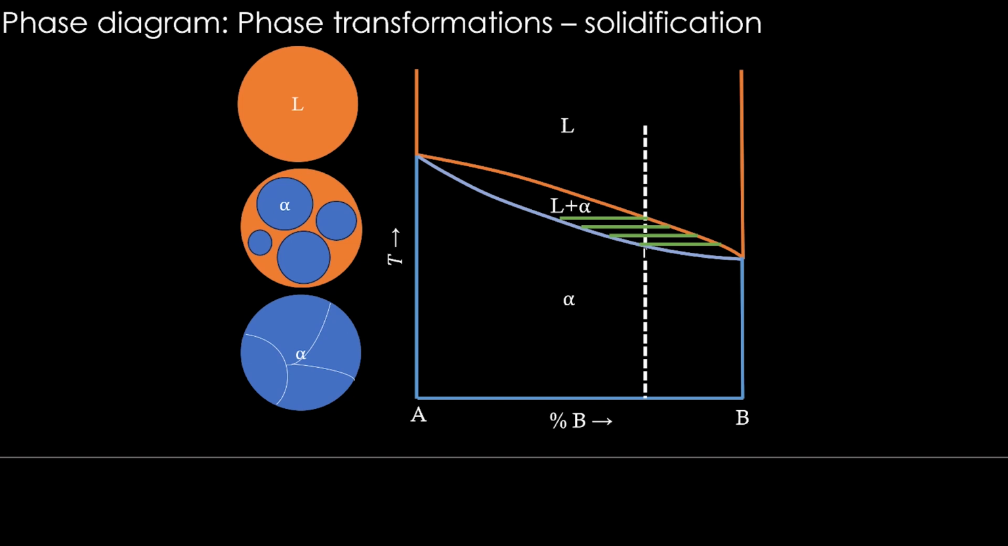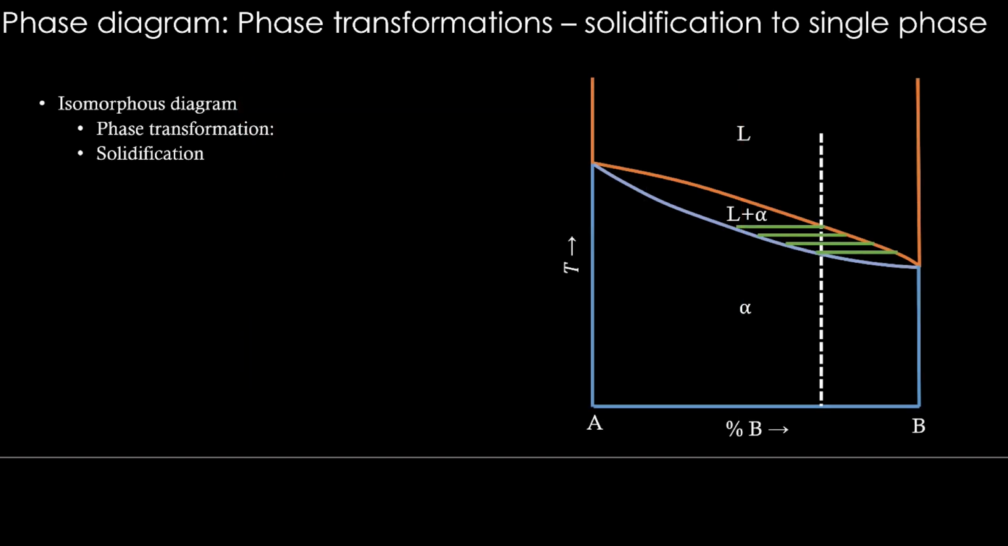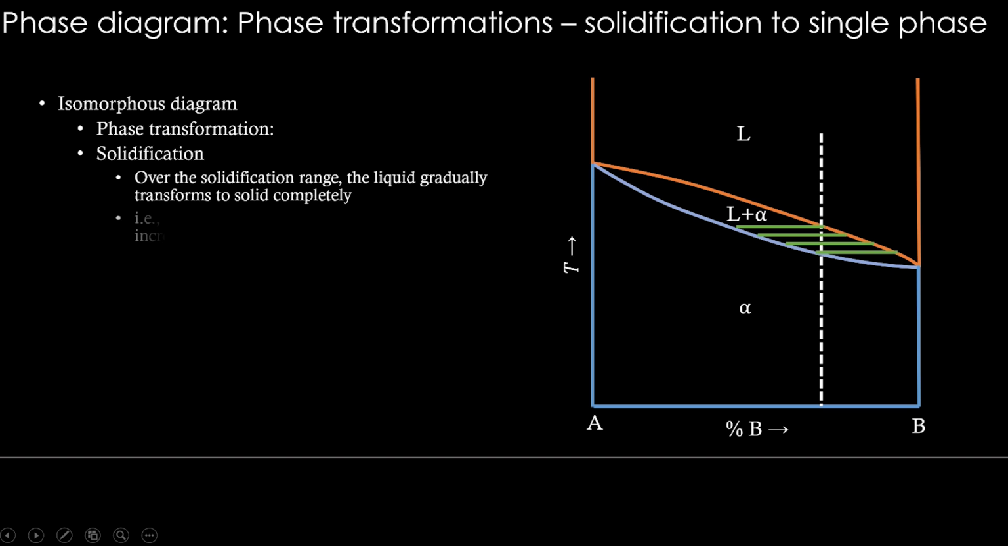So in this solidification, over the solidification range. What we call the solidification range is the temperature range between the liquidus and solidus. The liquid gradually transforms to solid completely. That is, the liquid fraction decreases and the solid fraction increases at every step of temperature.